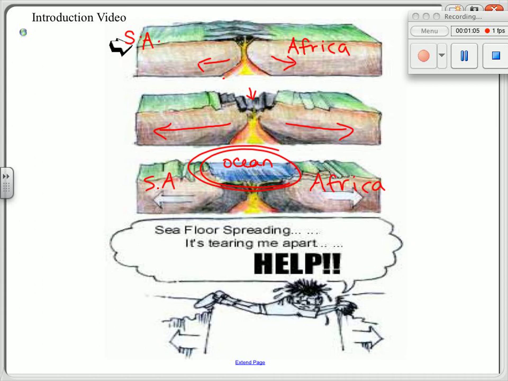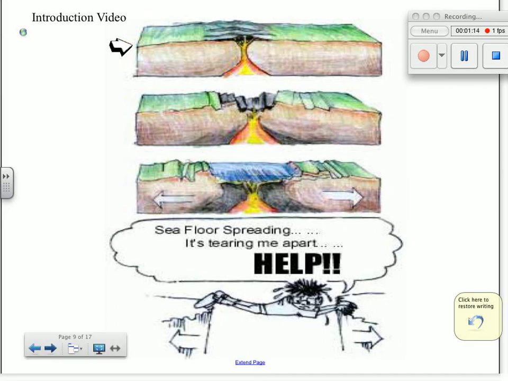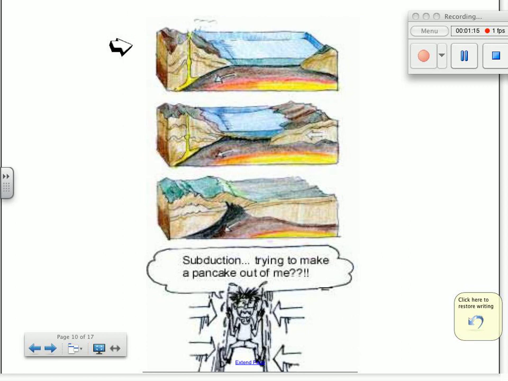But it turns out that the surface of the earth is not getting any bigger. So if here we're creating ocean, somewhere else we have to be recycling it. And that's what this part is about, subduction. It says trying to make a pancake out of me. So here I have an ocean that's progressively getting smaller through a process referred to as subduction, and that's what we're going to be talking about next.